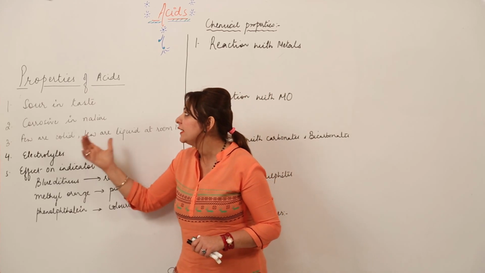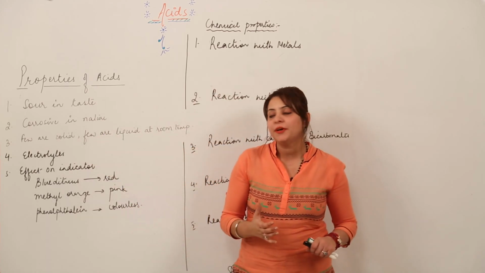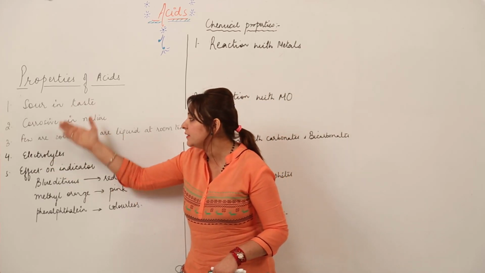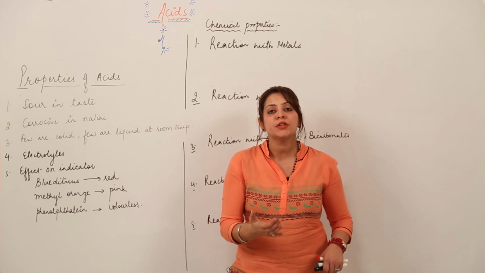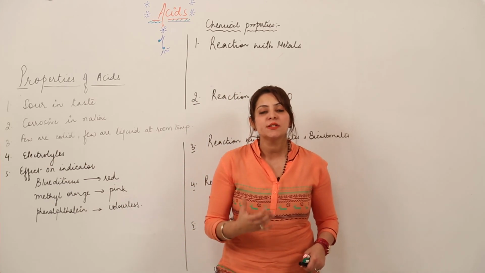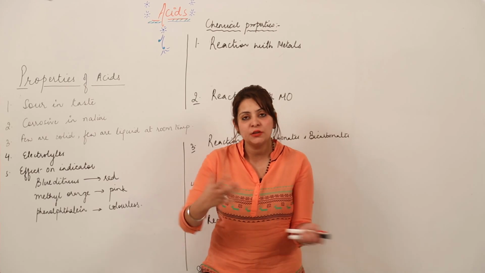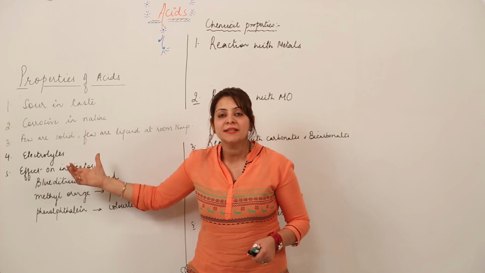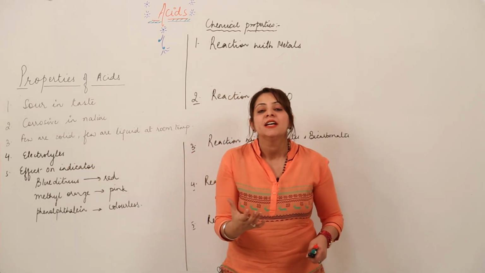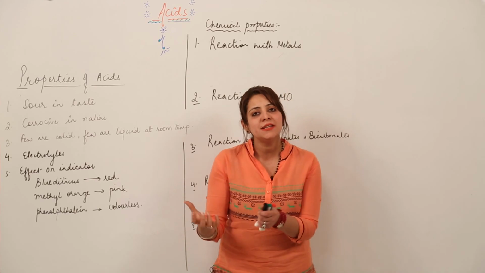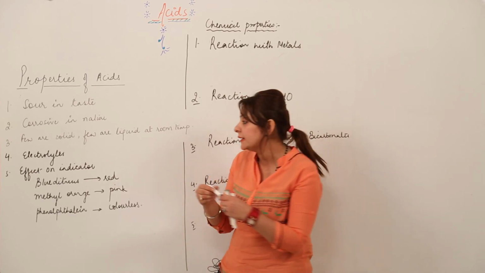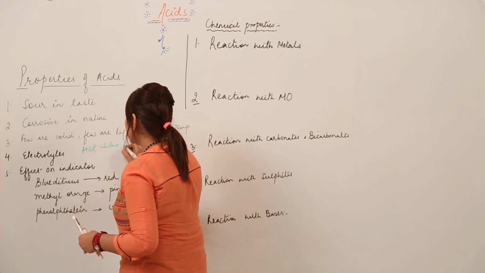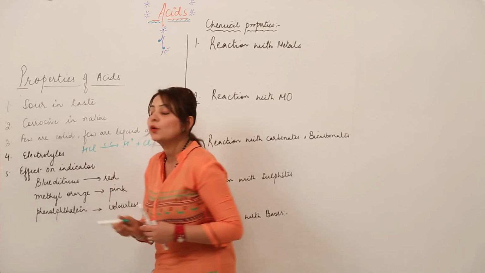Third is that acids are liquid at room temperature, but we have a few acids which exist as solids as well. And acids act as an electrolyte. You know what an electrolyte is? An electrolyte is a substance which, when electricity is passed through it, gets dissociated into ions. So it is an electrolyte. That means the aqueous solution of an acid is a good conductor of electricity. When we pass electricity through it, it gets dissociated into ions. As I am showing you here, suppose I have hydrochloric acid. When we pass electric current, it gets dissociated into its respective ions.